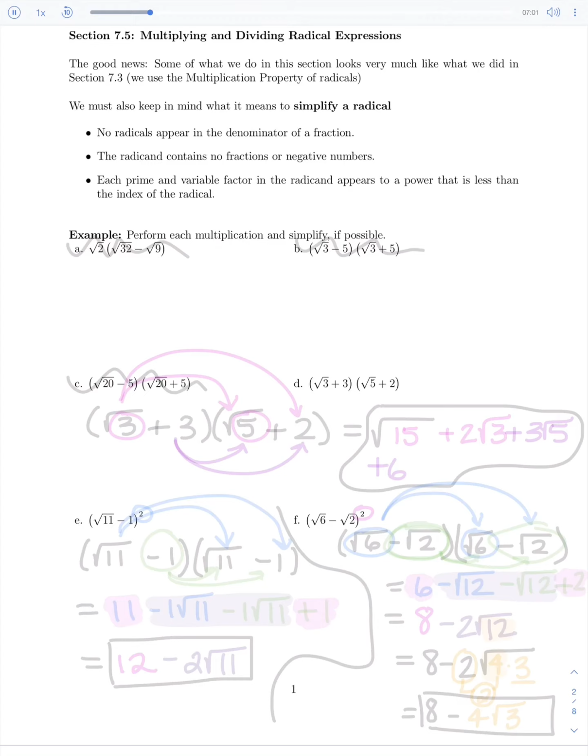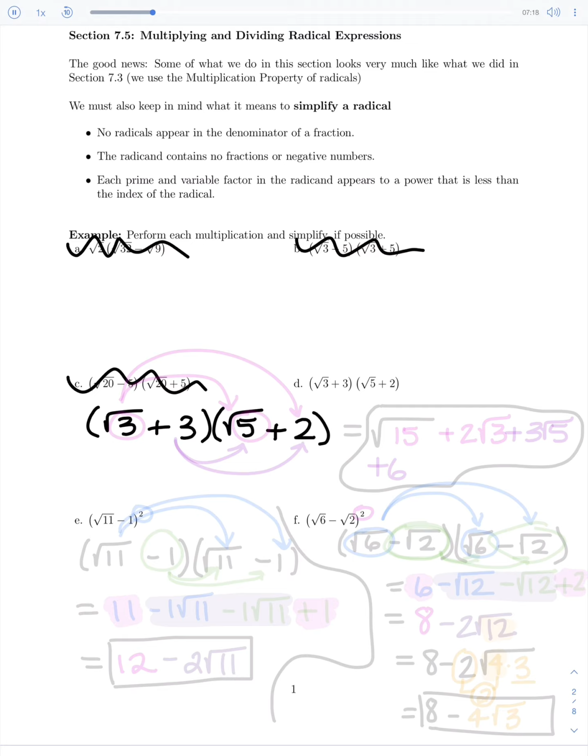Now we've already done problems A, B, and C. Let's pick up with problem D. Let's take a look at problem D. In problem D, we have the square root of 3 plus 3 times the square root of 5 plus 2.